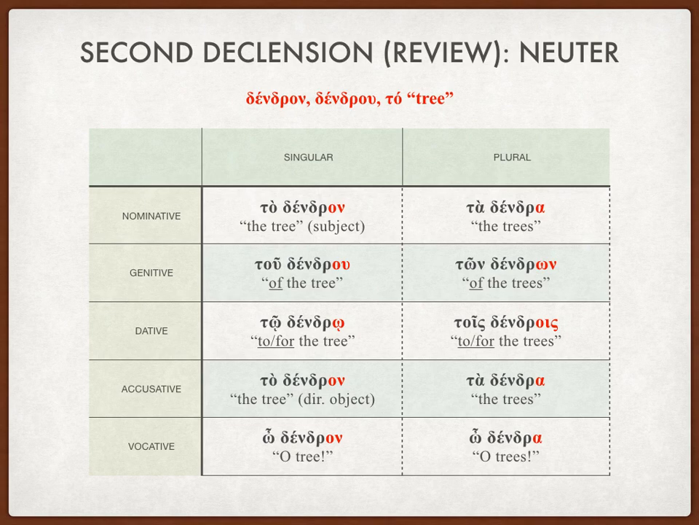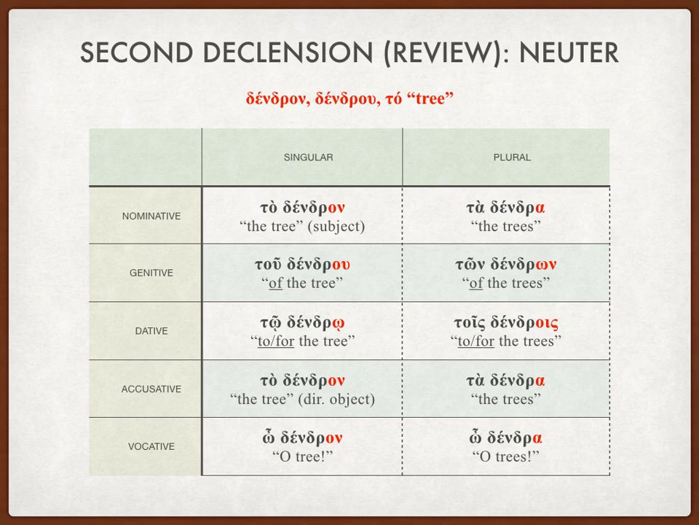of the trees. Tois dendrois is the dative plural form, just like the masculine. Tois dendrois, to or for the trees. And finally, remember, the accusative is always going to be the same as the nominative. That's a special rule for neuter nouns. Ta dendra, the trees. And if I really go crazy and start walking around campus and talk to trees, I would probably say, o dendra, o trees.